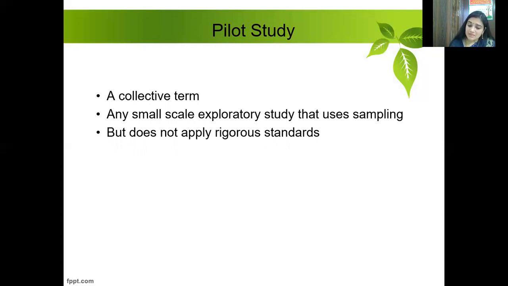But the term pilot studies covers a number of diverse research techniques. We'll be studying them one by one, but it does not apply rigorous standards. It will not be applying every kind of standard, like the sample size should be this, the unit should be this. This will not go with rigorous standards. We just apply a small experiment on a very small scale and just get to know whether this would be feasible or not in the long run, or for a large scale exploratory study.